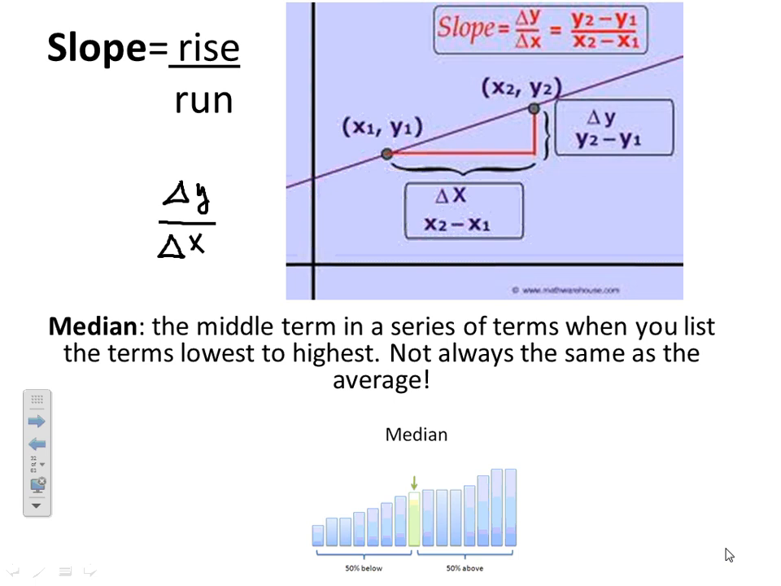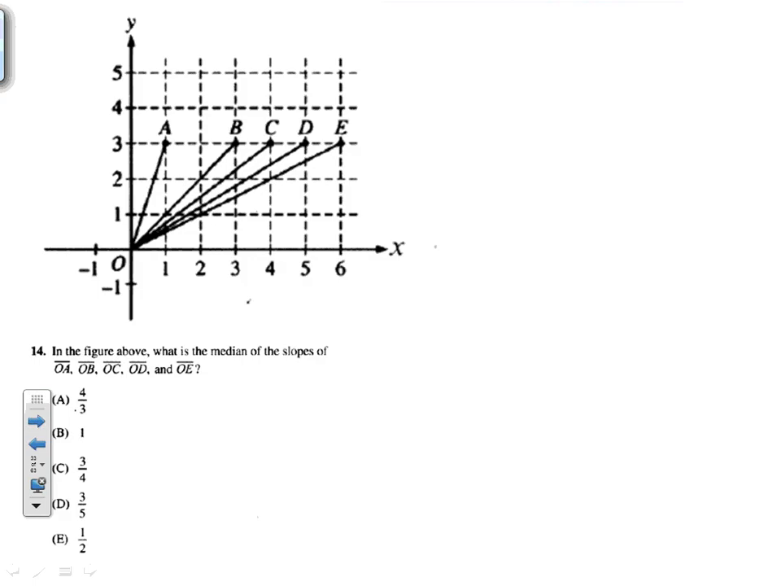Another piece of information that you need to know for this problem is that the median is the middle term in a series of terms when you list the terms lowest to highest or highest to lowest. It really doesn't matter what order you list them in. One thing to keep in mind is that it's not always the same as the average, and it won't be the same as the average in this case. You're really lucky that on this problem, if you calculate the average, there's not going to be an answer choice for you, because none of the answer choices is the average of the slopes.